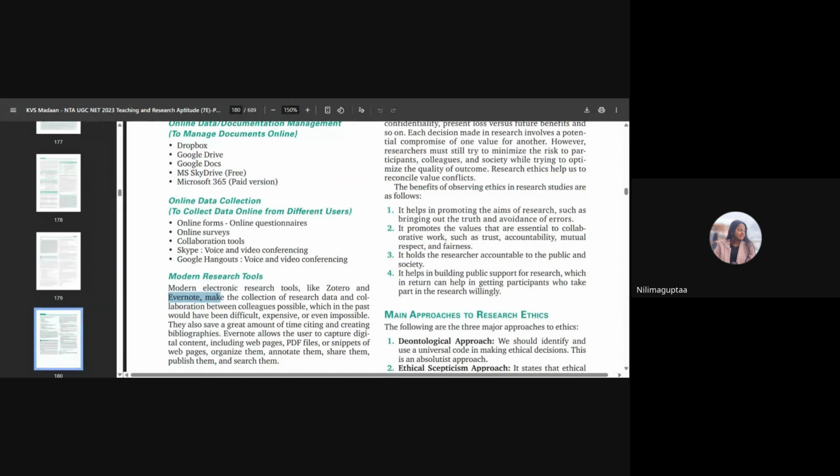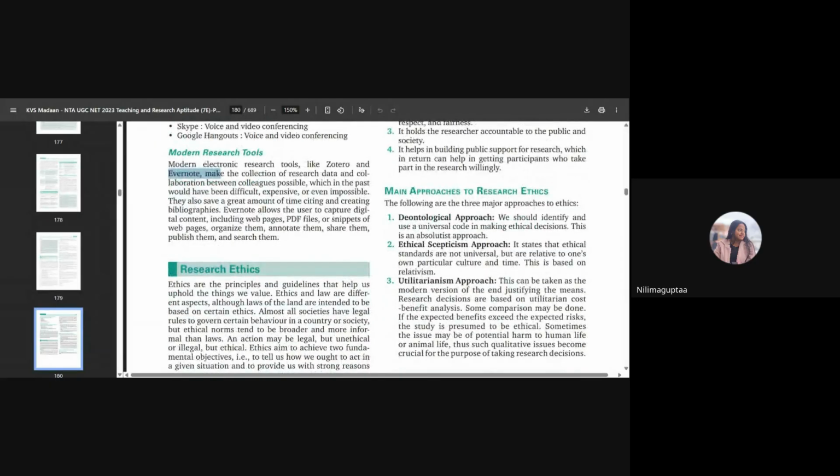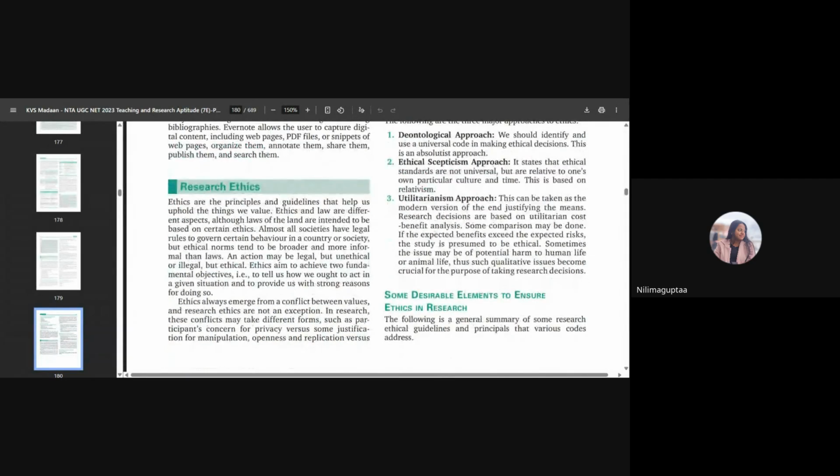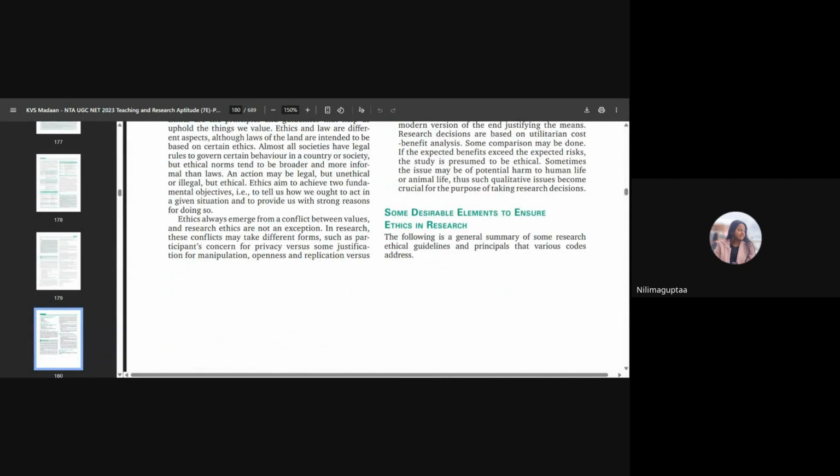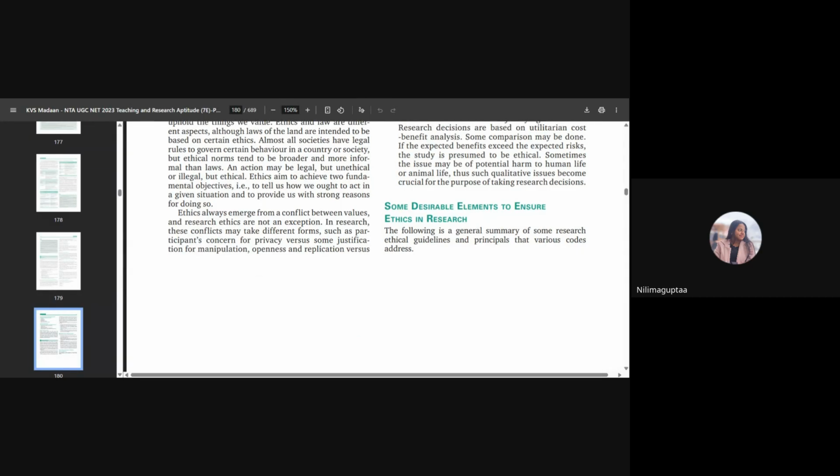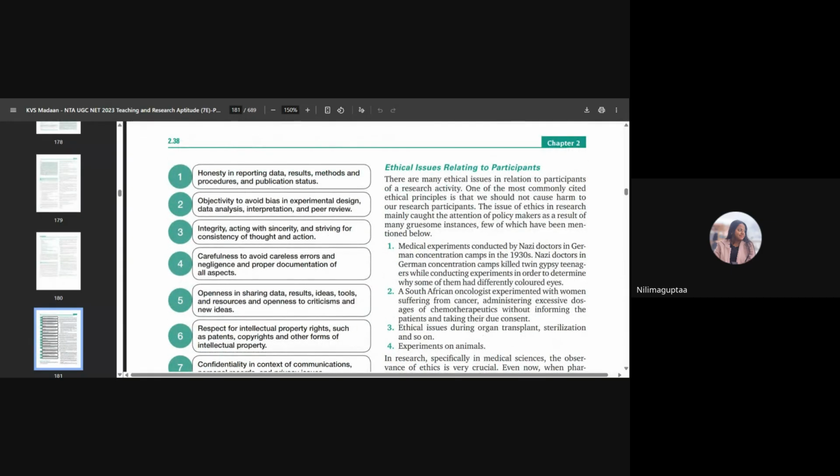So certainly, these are the things that show why we should have research ethics. I will directly go to the main point: what are the desired research ethics that we should follow. Some desired elements to ensure ethics in research include honesty in reporting data, results, methods, procedures, and publication status.